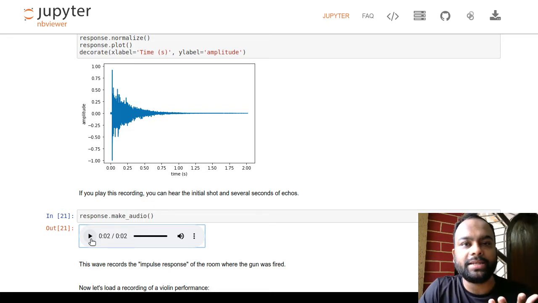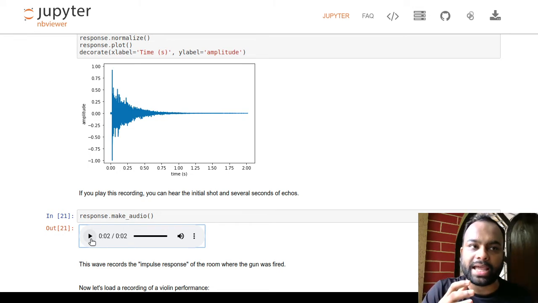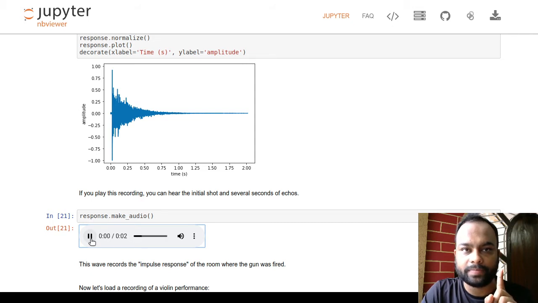So imagine I went to the empty hallway and recorded how a gunshot sounds like in the empty hallway. This is what a gunshot sounds like in the empty hallway.